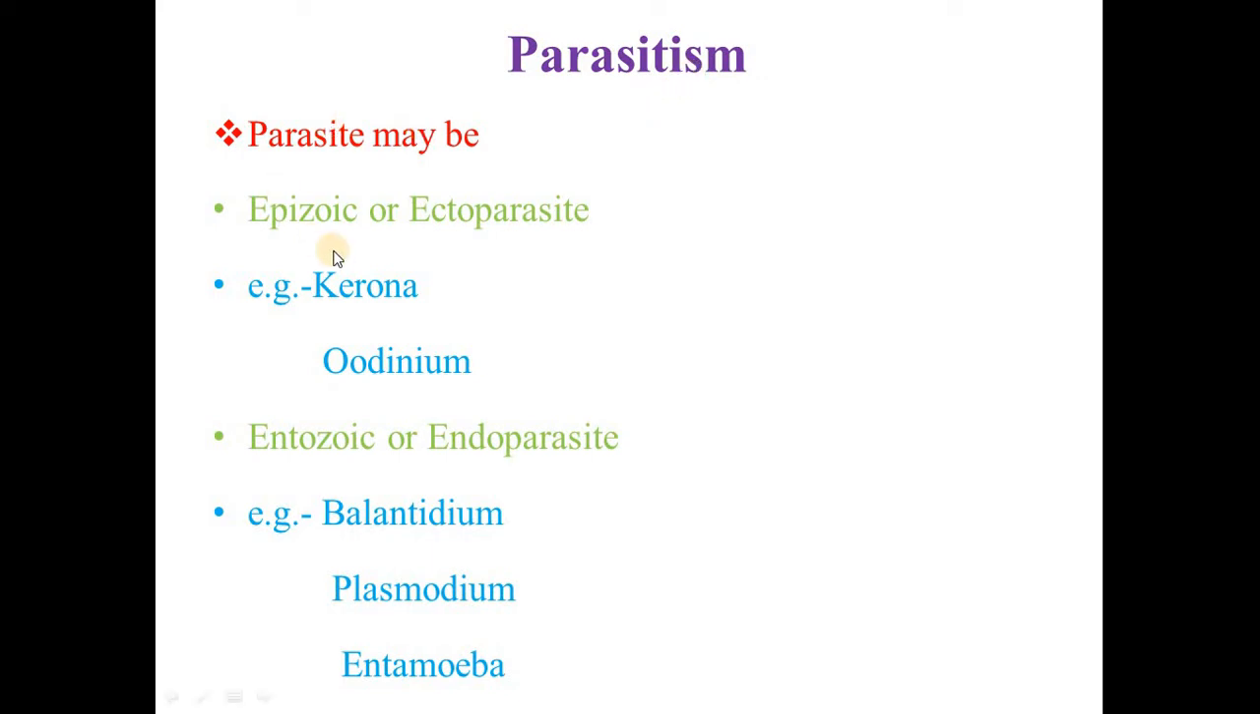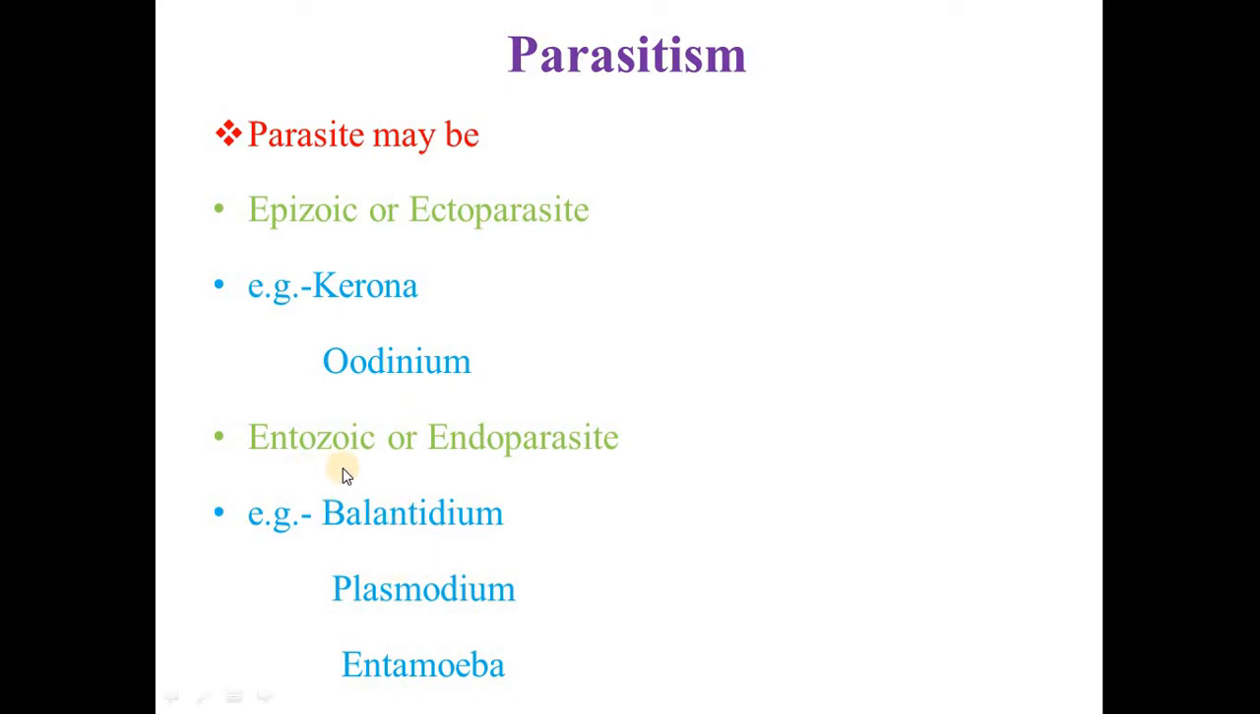The parasites may be epizoic or ectoparasite, which lives on the external surface of the host, though it may wander into the buccal cavity or rectum. Example, Trichodina, a ciliate, is an ectoparasite on hydras. Another ectoparasite, Oodinium, is a flagellate on the body of Oikopleura. But one thing interesting is ectoparasites are rare in Protozoa.